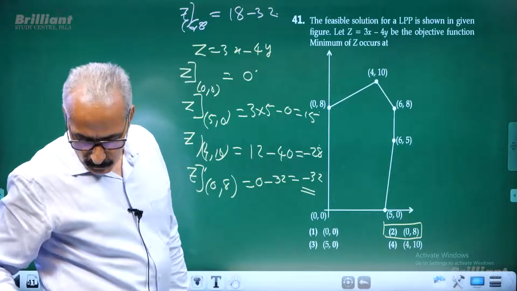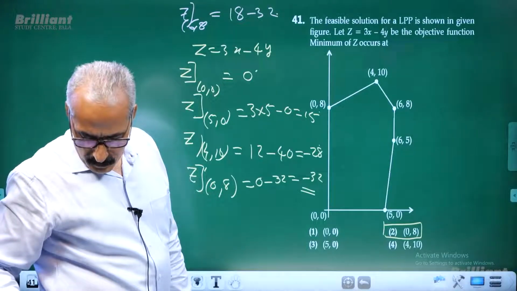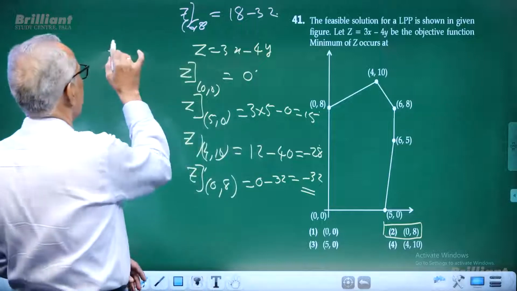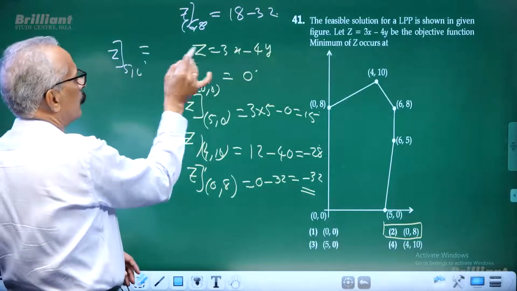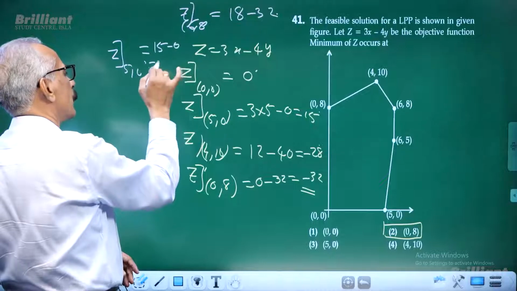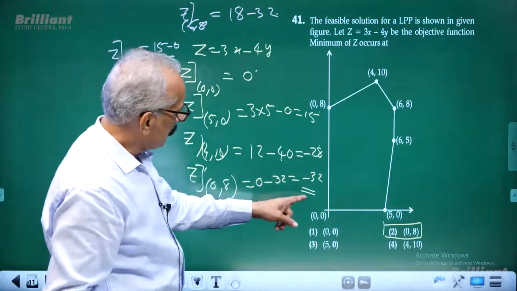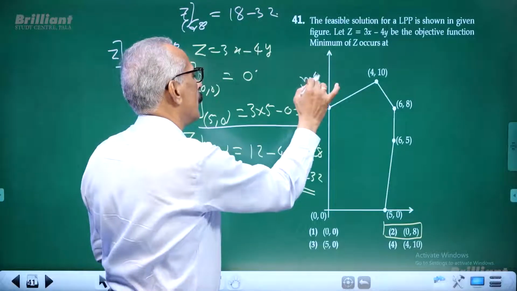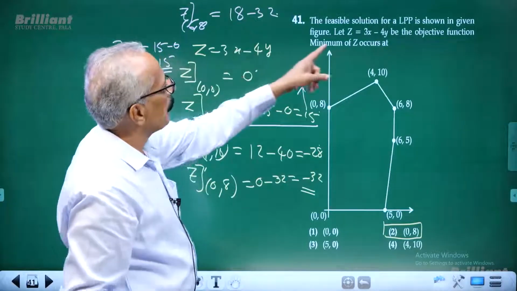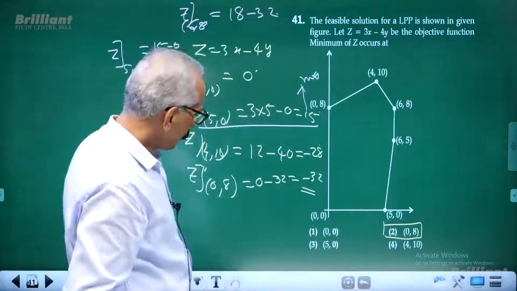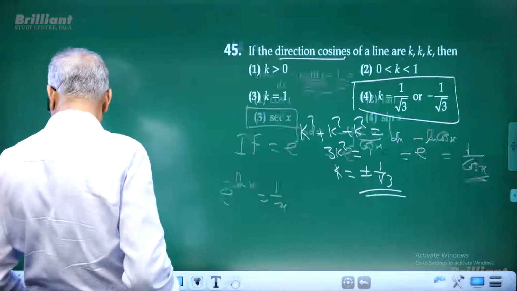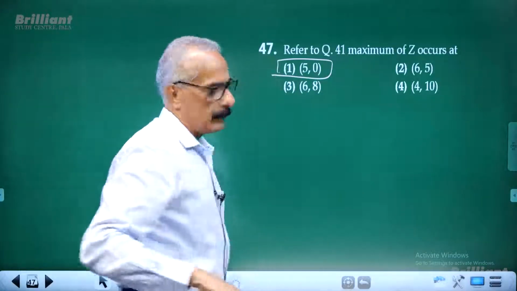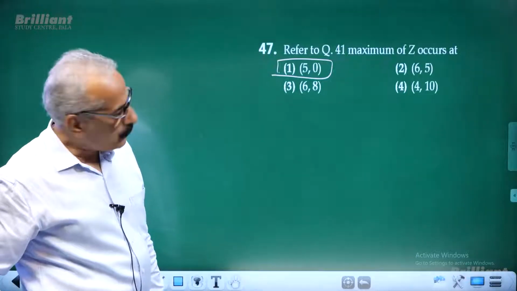So maximum at 5 comma 0. It is coming at 5 comma 0. Z at 5 comma 0 will become 3 into 5, 15 minus 0. That is positive 15. These are all negative. Minus 32. 0 comma 8 is also negative, minus 32. That is your 45, 46, 47. That is at 5 comma 0, the first option.